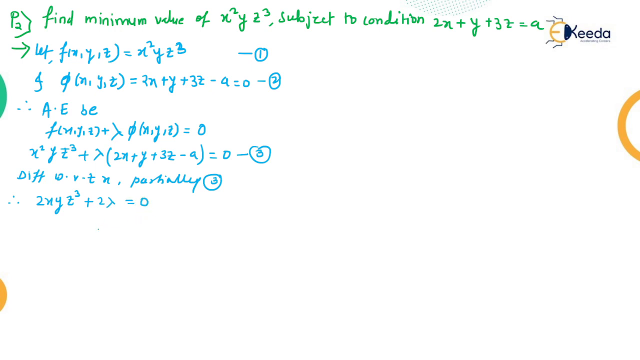Eliminating λ, we get λ = −xyz³, since the 2 cancels. For reference we call this equation number 4.